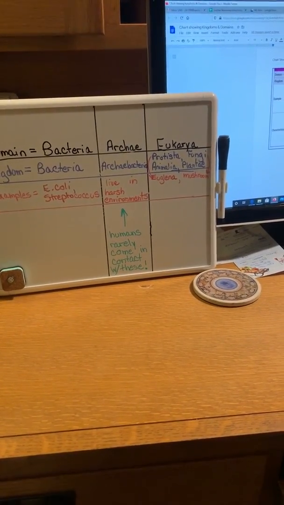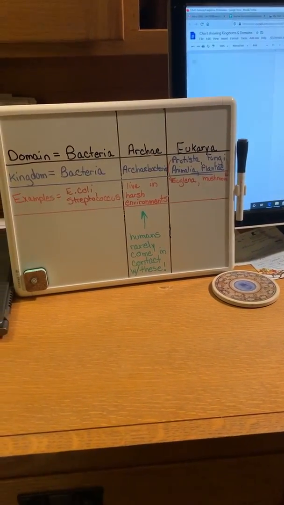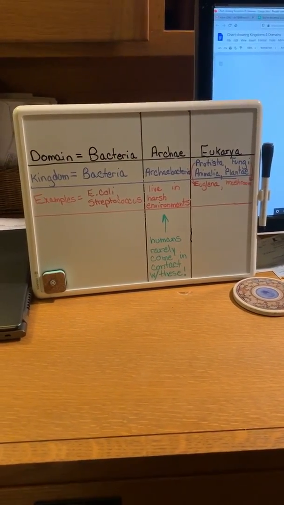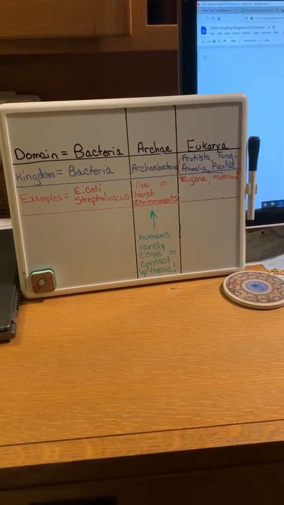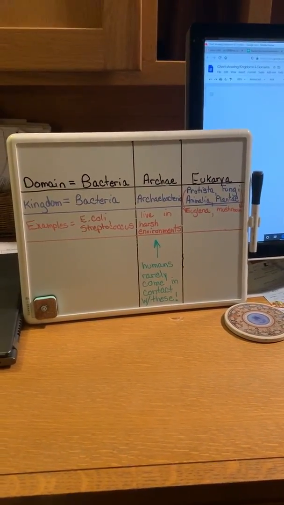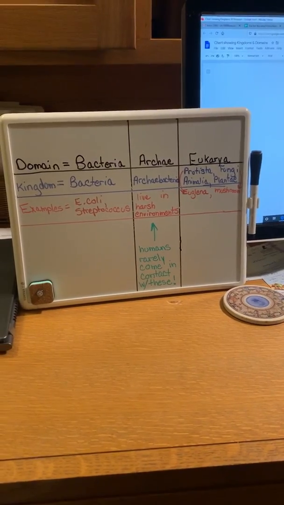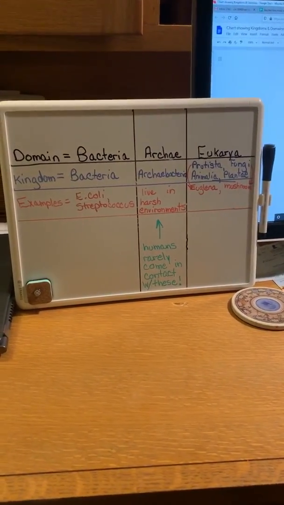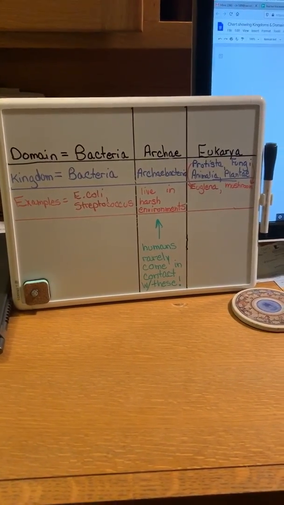What you need to know for all of these is for the different kingdoms and the different domains, you need to know if they're prokaryotic or eukaryotic. You need to know if they can make their own food or not. In other words, how do they get their nutrition? You also would need to know some examples of each.